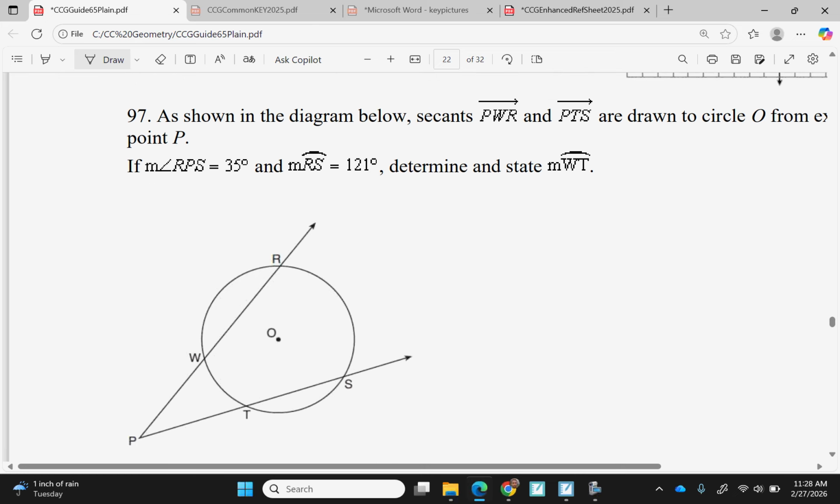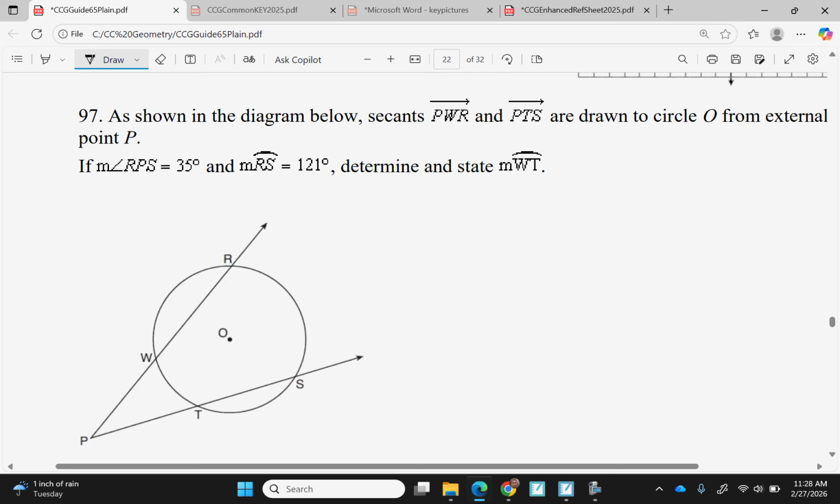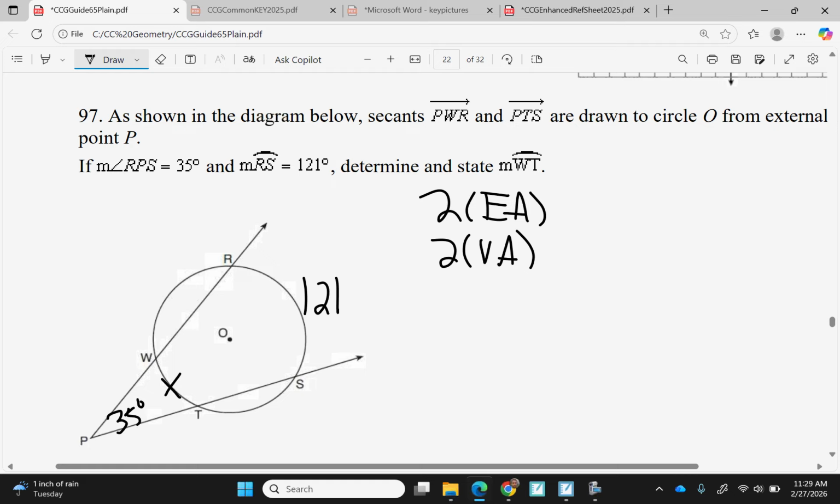So arcs, let's put the information into the picture. Angle RPS is 35. Arc RS is 121. It wants arc WT. Arcs and angles are segments. These are arcs and angles. So arcs and angles are either 2EA or 2VA. Is there an exterior angle? Is there an angle outside the circle? Yes. So it's 2EA equals major minus minor.